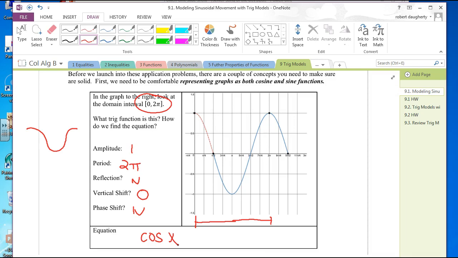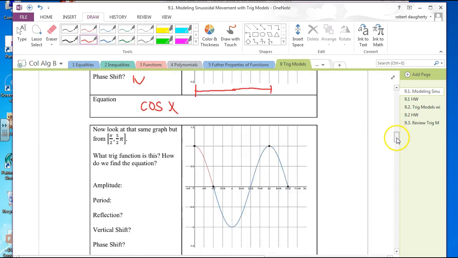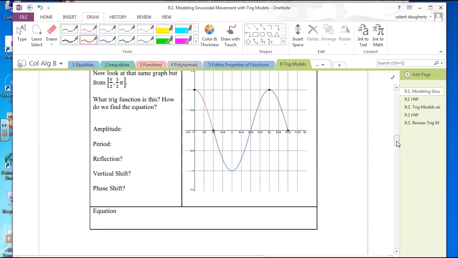Now, what we can do is look at that same graph, but now only from pi over 2 to 5 pi over 2. Let's look at the graph that is in blue. Okay, this thing starts at what? What's that value? But what's the y value? It ends at... halfway in between is 0. What kind of curve is this? This is a sine graph, okay?